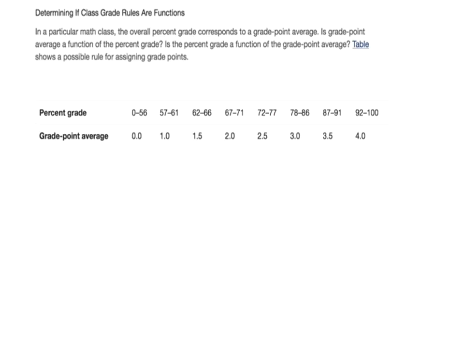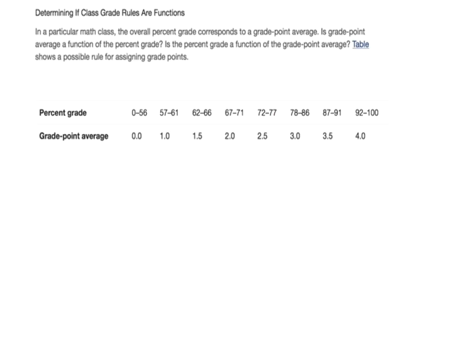Okay, so if you score in the class a 0 to a 56, your grade point average is 0.0. 57 to 61 is 1.0, 62 to 66 is 1.5, 67 to 71 is 2.0, 72 to 77 is 2.5, 78 to 86 is 3.0, 87 to 91 is 3.5, and 92 to 100 is 4.0.